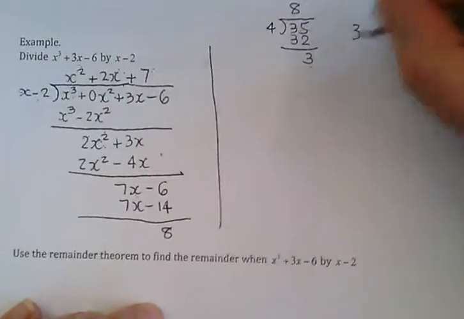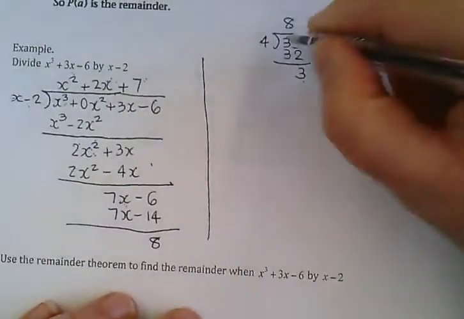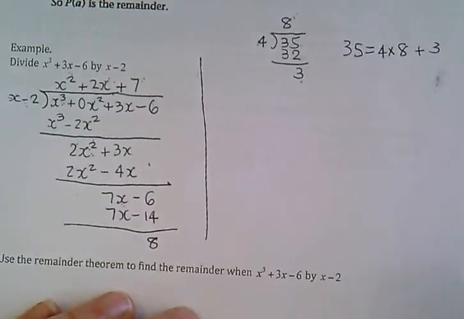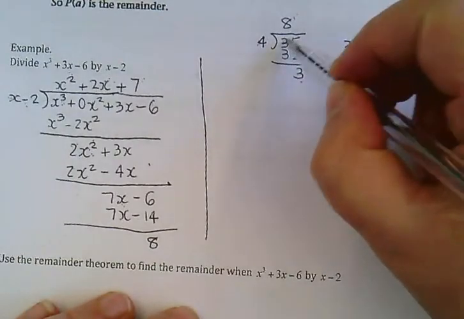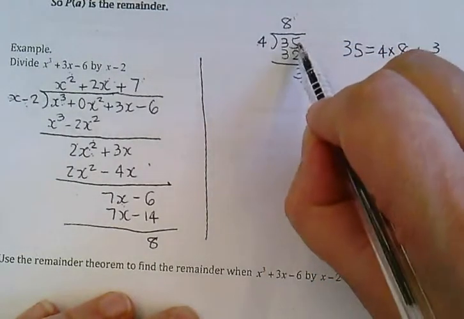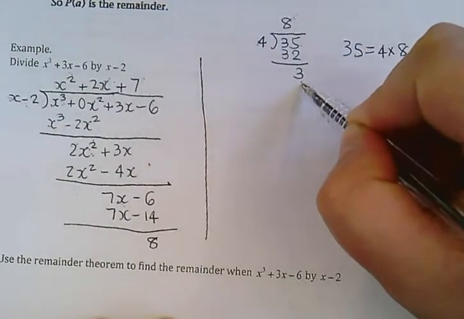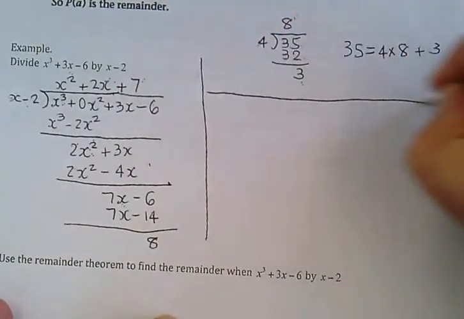Doesn't this mean that 35 equals 4 times 8 plus 3? Yes? So what you're dividing into, 35, equals 4 times 8 plus the remainder. Got it? You can do the same here.